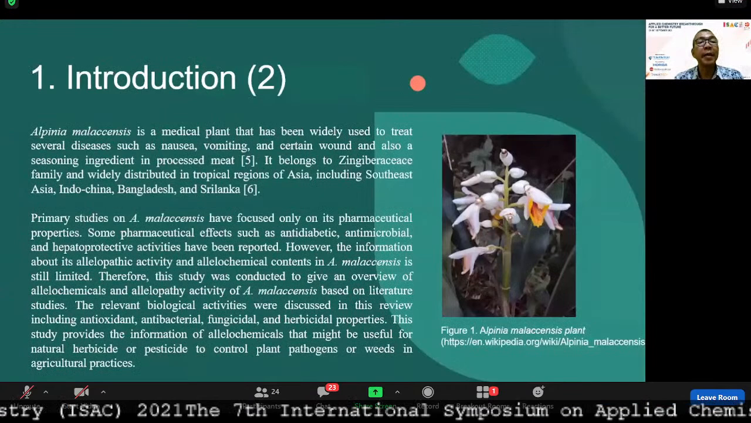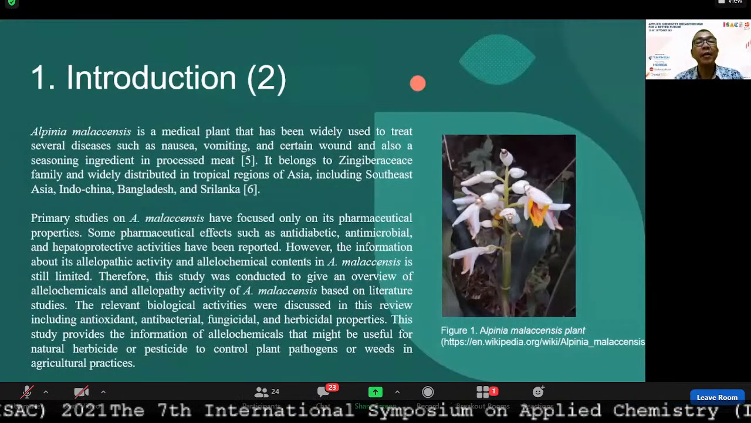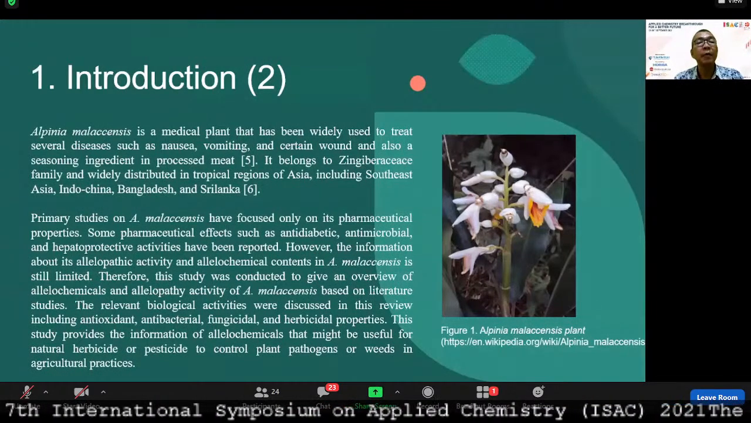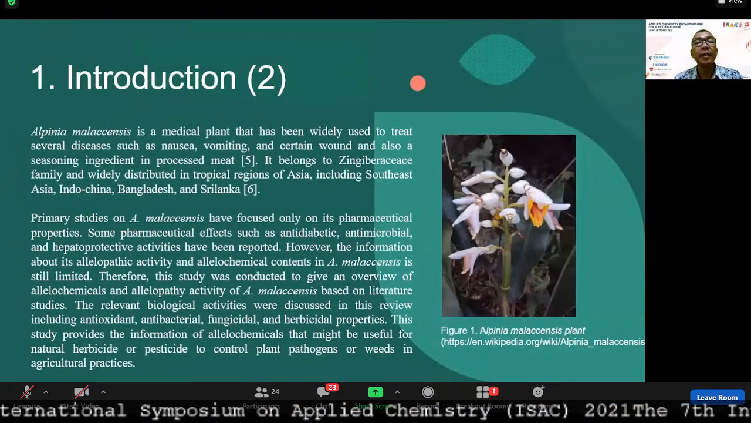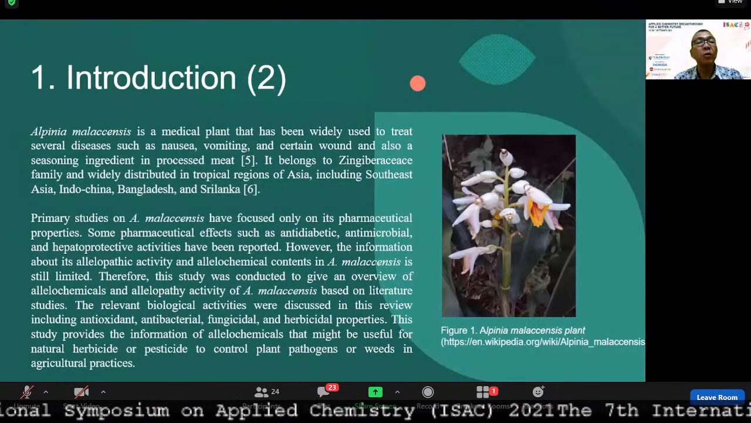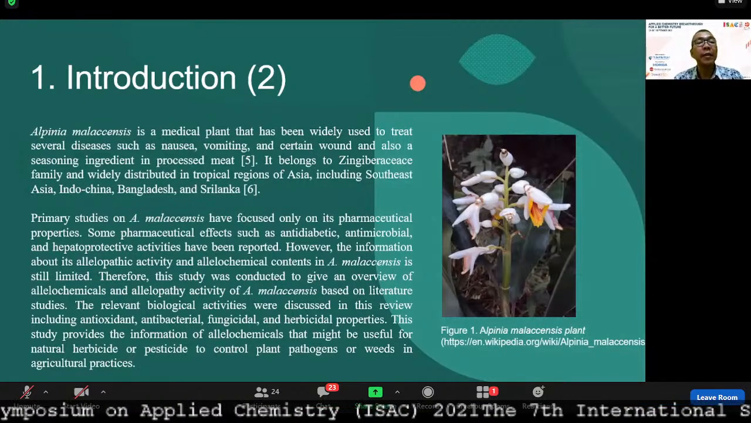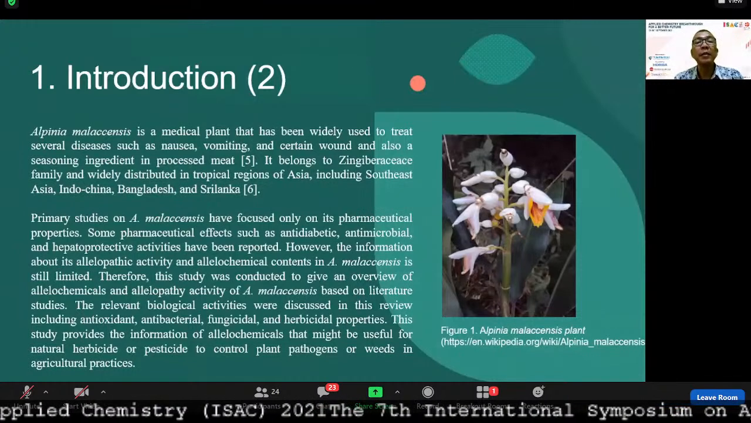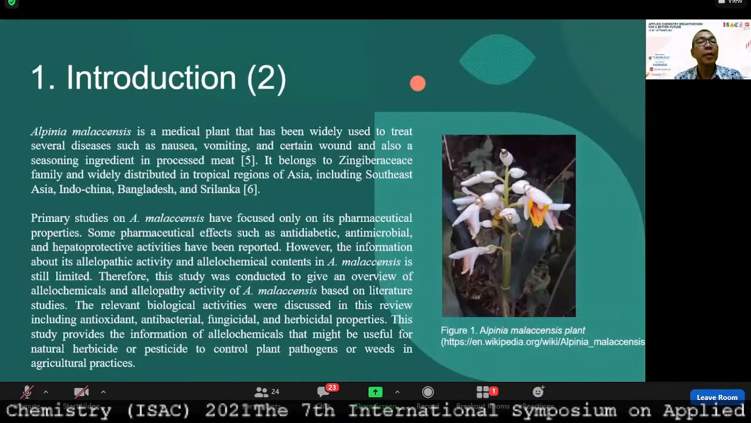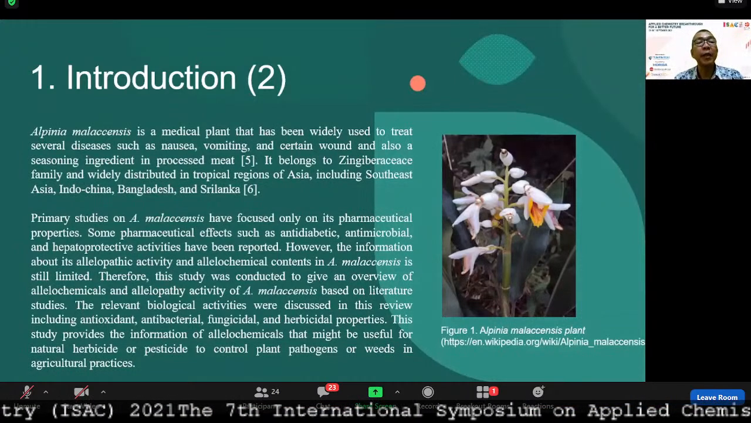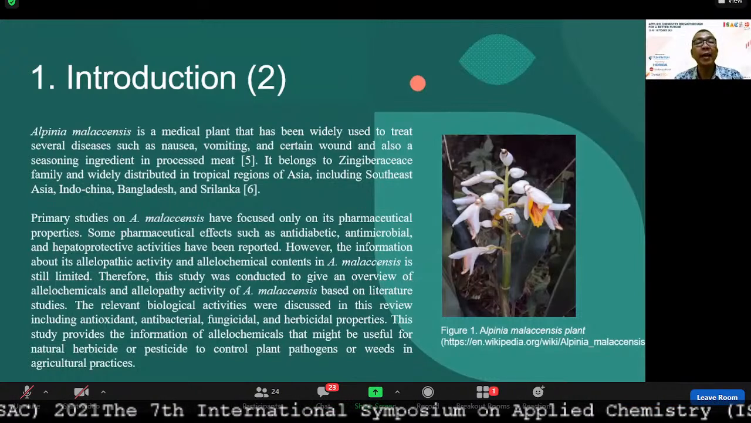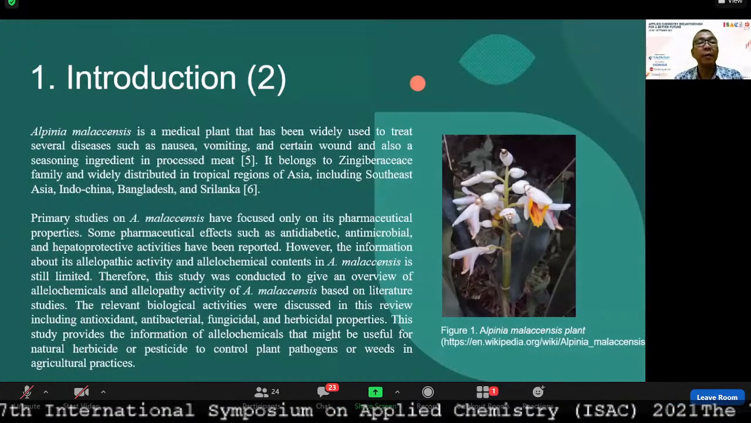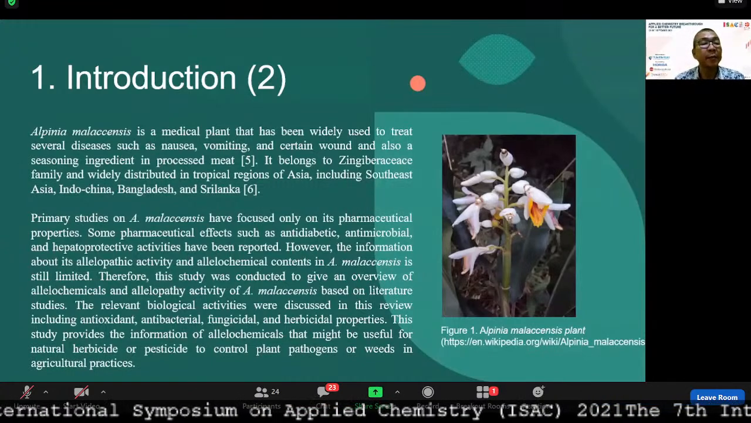Alpinia malaccensis is a medicinal plant that has been widely used to treat several diseases such as nausea, vomiting, and certain wounds, and is also a seasoning ingredient in processed meat. It belongs to the Zingiberaceae family and is widely distributed in the tropical regions of Asia, including Southeast Asia, Indochina, Bangladesh, and Sri Lanka.